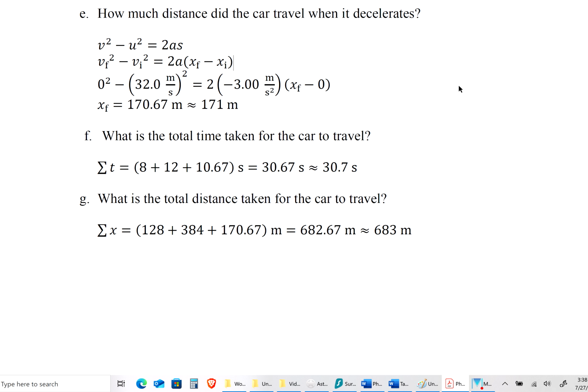Part F, what is the total time taken for the car to travel? You could go through the problem and see where I got those numbers. Part G, what is the total distance taken for the car to travel? You could read the problem and see where I got those numbers.